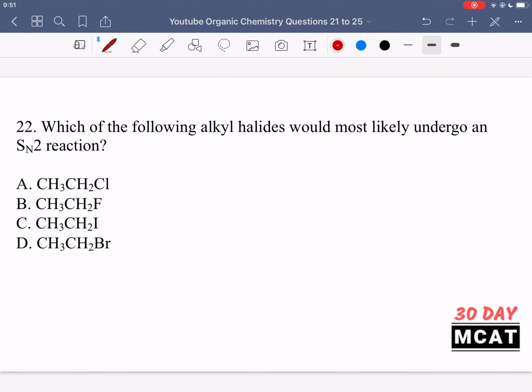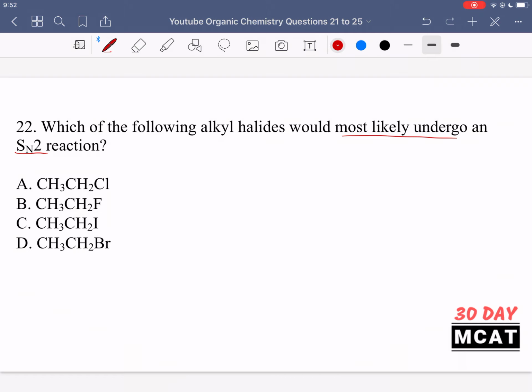Moving on to question 22. In 22 we're asked which of the following alkyl halides would most likely undergo an SN2 reaction. For something to undergo an SN2 reaction, it needs to be attacked, and then it needs to have a leaving group that goes away. And so for whichever one of these is most reactive, we can think about it as whichever one has the best leaving group.